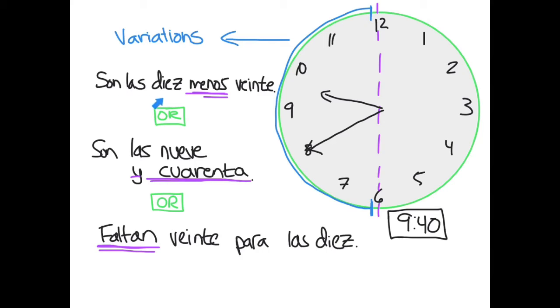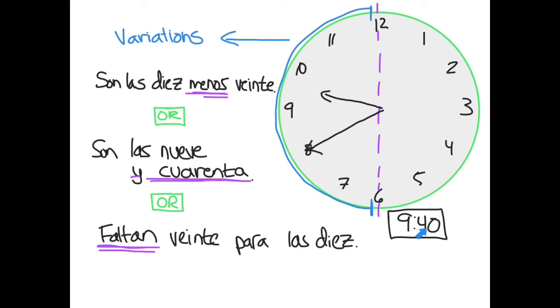I like this method because you don't have to know as many numbers. The highest number you'll get to using this is 31. So that means if you know your numbers confidently up to 31, that's all you're going to need to be able to use this method. If you're good with bigger numbers, you could just state the plain old time. It's 9:40. Son las 9:40.